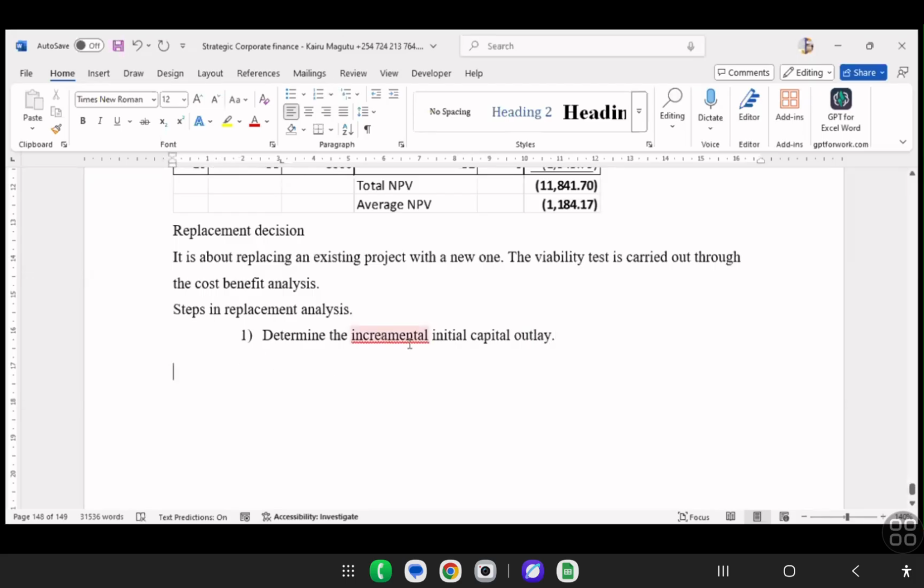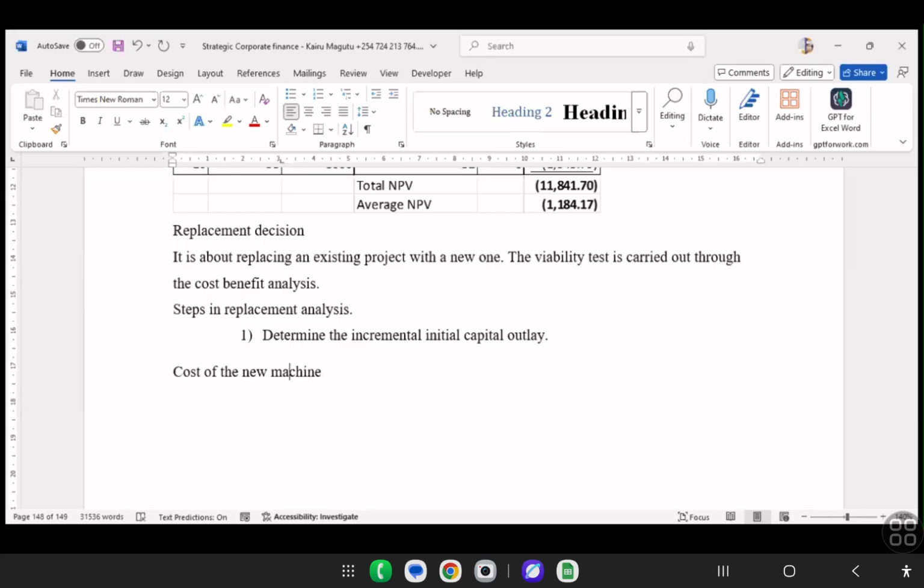When you talk of the incremental initial capital outlay, when you are making a decision to replace, you will dispose of an existing machine, then you acquire a new machine. That means, in this case, there is that incremental, and this is the way we go about it. We say that there is the cost of the new machine.